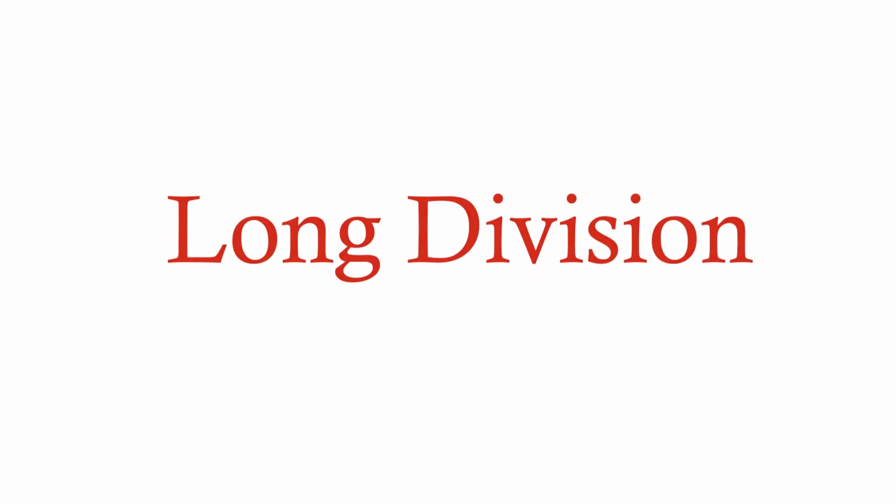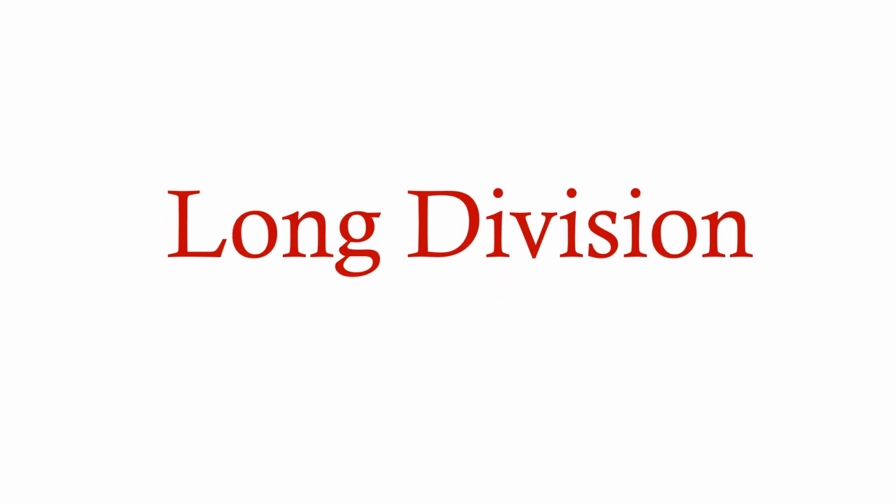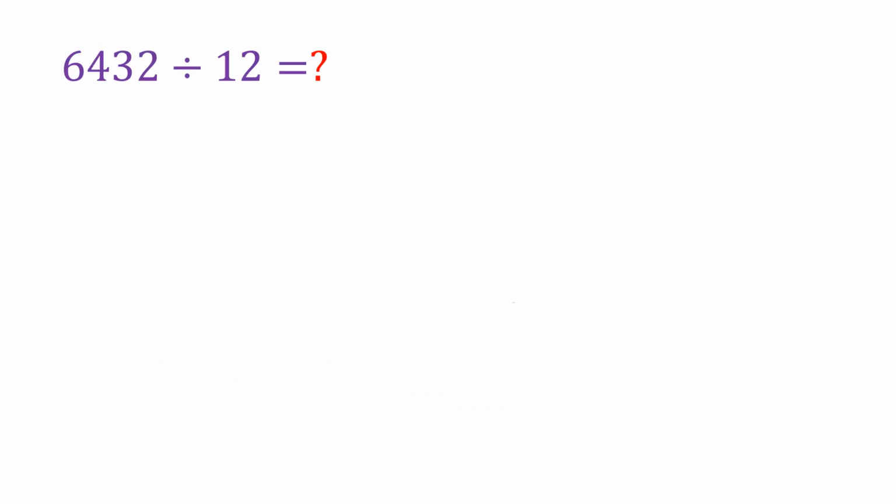So in this video, we're going to talk about long division. For example, we have two numbers: a four-digit number, 6,432, divided by 12, a two-digit number. So it's a four-digit by two-digit division.